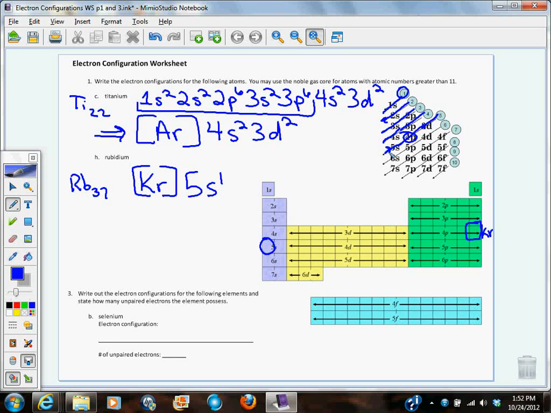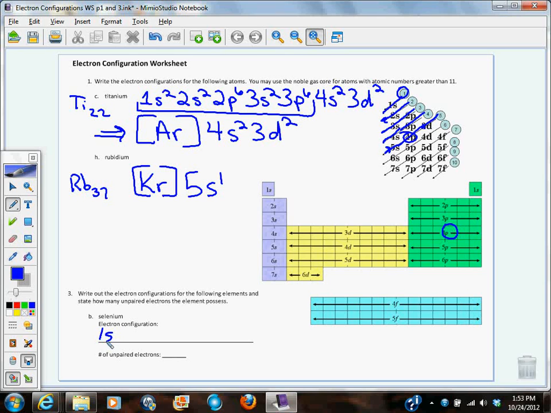All right. Now, going down to problem number 3, it says write out the electron configuration for the following elements and state how many unpaired electrons the element possesses. The one I picked was selenium. Selenium is over here at number 34 on the periodic table. It's in the 4th row, right here. That's selenium. Now there's lots of ways to do this. You can do it off the periodic table, but this one wants us to give the electron configuration. And it does not say anything about using the noble gas core, so I'm going to have to write it out.